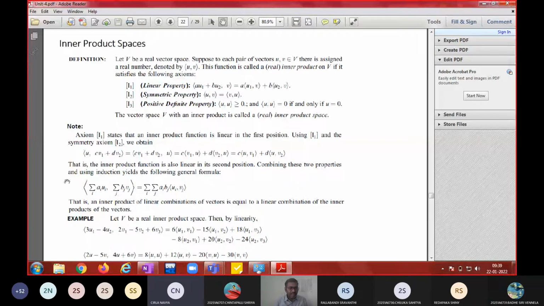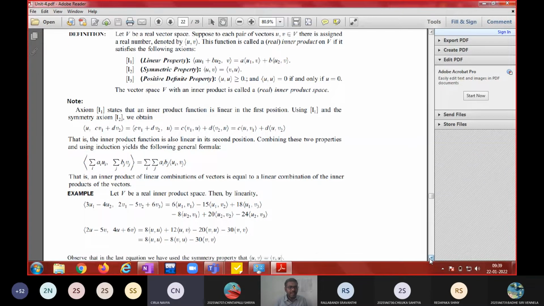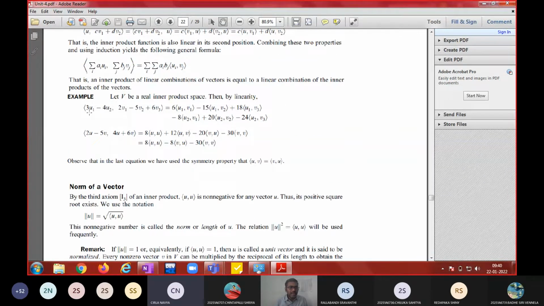So all this information is about what we have discussed so far. As you can see now, 3 into 2, 6, u1 v1; 15, u1 v2; 18, u1 v3. Like that you can generate. Here, 3 2s are 6, 3 5s are 15, 3 6s are 18. u1 v1, u1 v2, u1 v3, again 4 2s are 8, u2 v1, 4 5s are 20, u2 v2, and 4 6s are 24, u2 v3. And you can simplify this further.